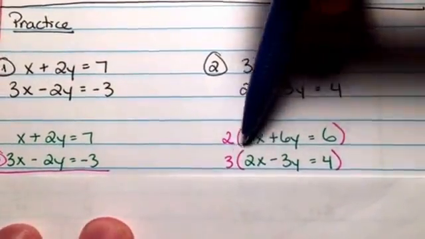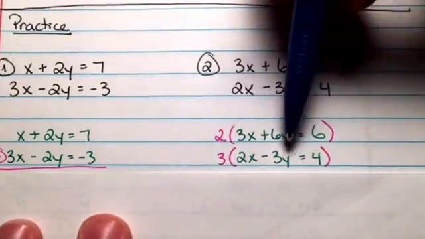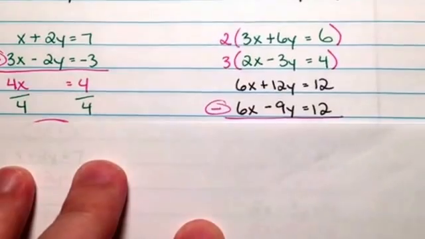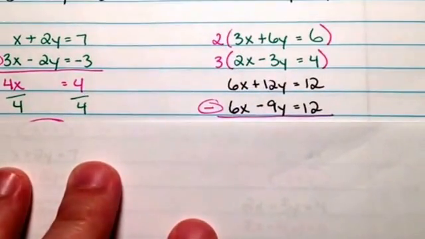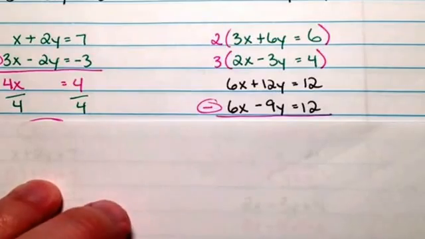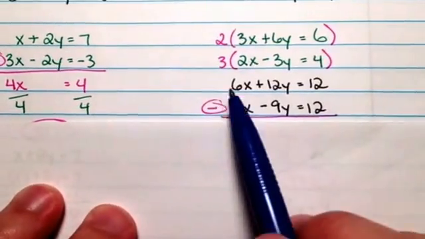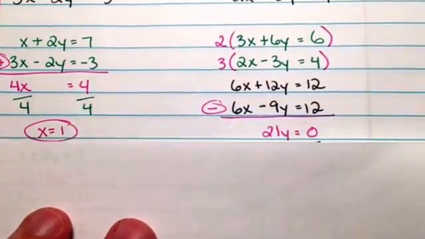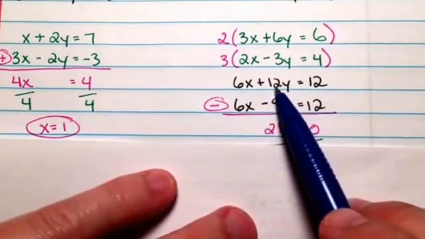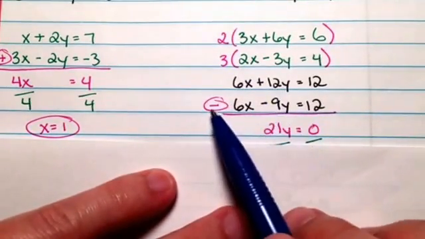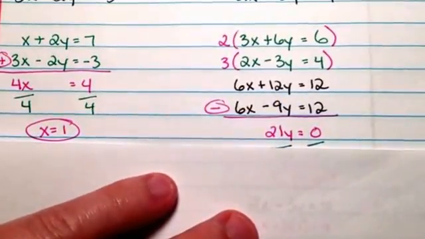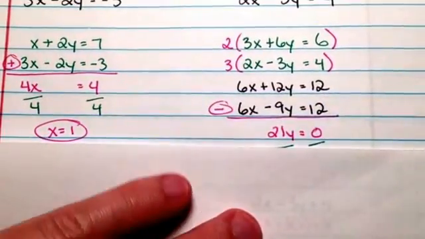So I go ahead and I distribute this, and I distribute this. And these are the two new equations I come up with. Now I've got a match. 6x and 6x. Since I've got a match, that means I'm going to go ahead and subtract them. So 6x minus 6x cancels out, no more x's. Careful, 12 minus -9, double negative there. So that's like 12 plus 9. That's how I got the 21. 12 minus 12 is 0.